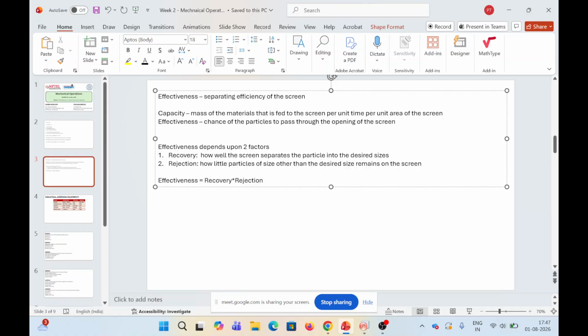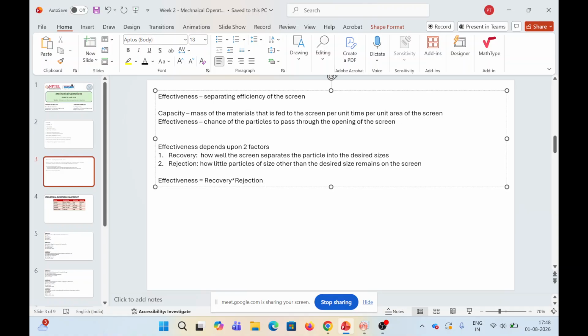First, whether your material is able to separate the particles into their desired sizes that you want, and second thing is if it separates, how much amount of particles of sizes other than the desired size is going to remain present in that particular level. So these two factors basically affect the effectiveness of the screen.